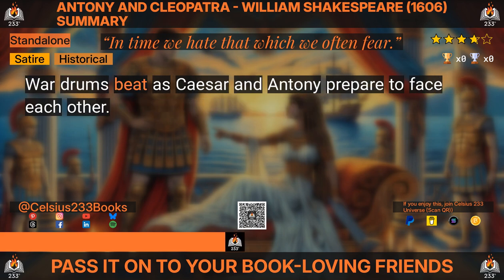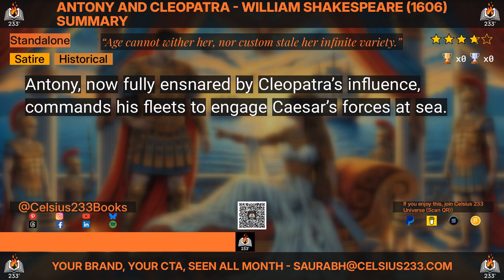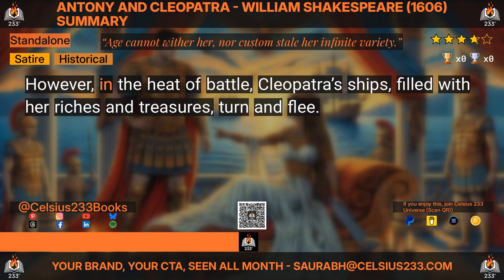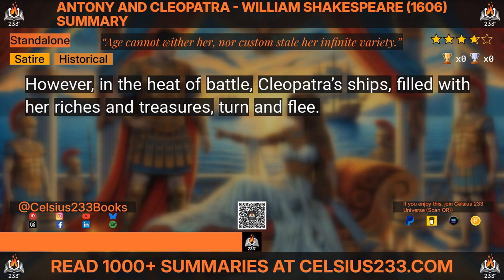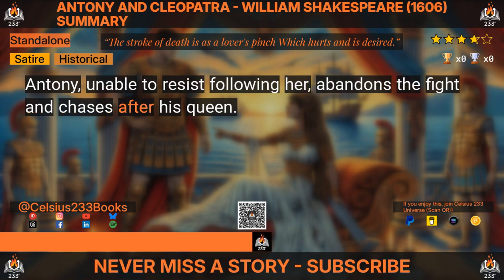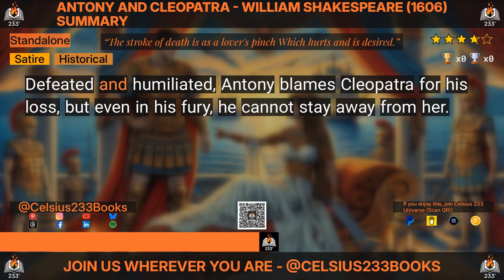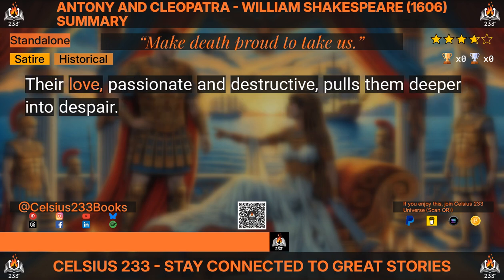War drums beat as Caesar and Antony prepare to face each other. Antony, now fully ensnared by Cleopatra's influence, commands his fleets to engage Caesar's forces at sea. However, in the heat of battle, Cleopatra's ships, filled with her riches and treasures, turn and flee. Antony, unable to resist following her, abandons the fight and chases after his queen. His decision marks the beginning of his downfall. Defeated and humiliated, Antony blames Cleopatra for his loss, but even in his fury, he cannot stay away from her. Their love, passionate and destructive, pulls them deeper into despair.